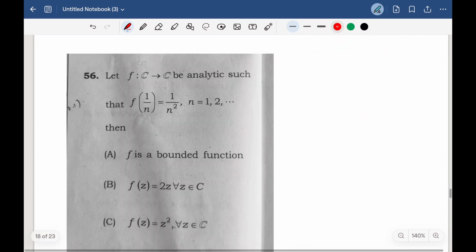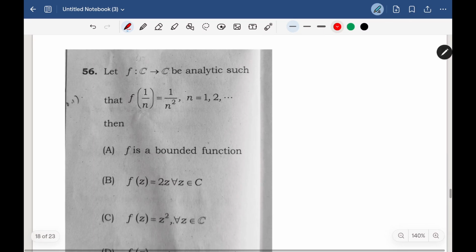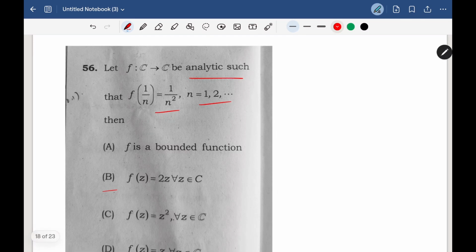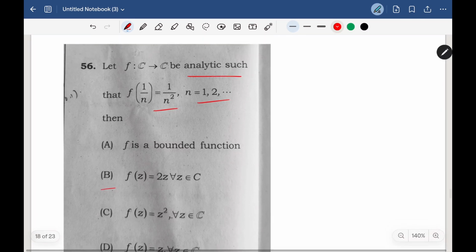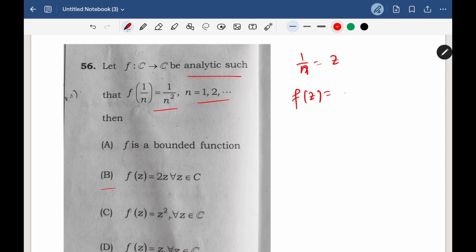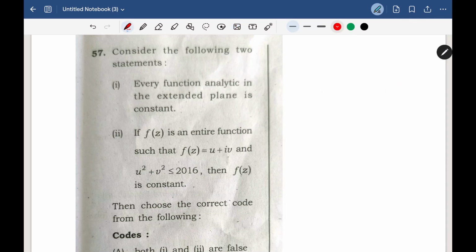So the next question is, let f be from C to C analytic such that f of 1 by n equals 1 by n square for n equals 1, 2 and so on. Then which is correct: f is bounded, f of z equals 2z, f of z equals z square, f of z equals z? So in this type of questions, let's consider 1 by n equals z. So f of z will be equal to z square for all z in C. Option C is correct.